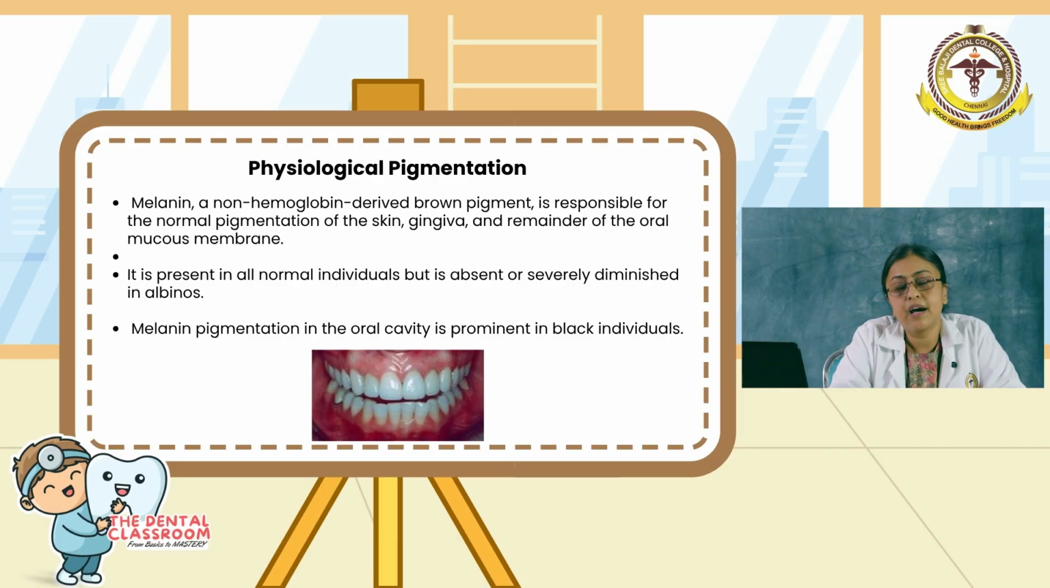What is melanin? Melanin is a non-hemoglobin derived brown pigment that is responsible for the normal pigmentation of the skin, gingiva and remainder of the oral mucous membrane. It is present in all normal individuals but absent or severely diminished in albinos. Melanin pigmentation in the oral cavity is prominent in black individuals.